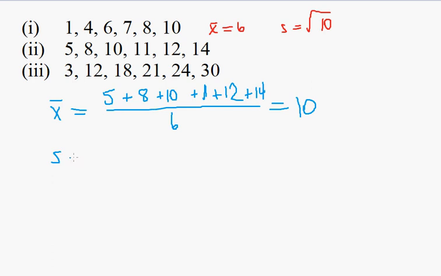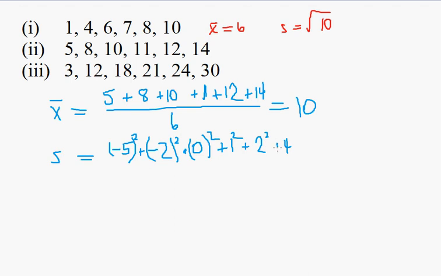So the sample standard deviation is obtained by, we'll subtract 10 from all of these, so 5 minus 10 is negative 5. 8 minus 10 is negative 2. 10 minus 10 is 0. 11 minus 10 is 1. 12 minus 10 is 2. 14 minus 10 is 4. So once again, I square all these, add them up, divide by 5, and then take the square root of what I get. Plus 1 squared, plus 2 squared, plus 4 squared.